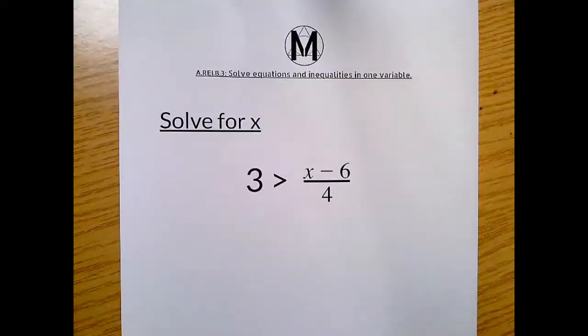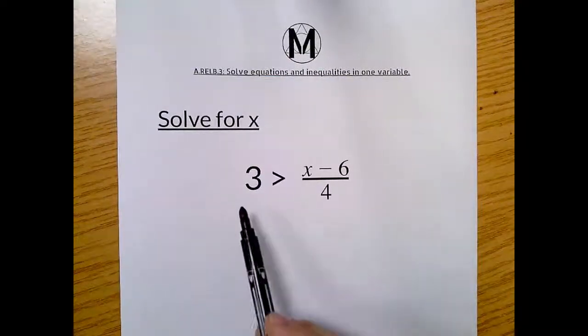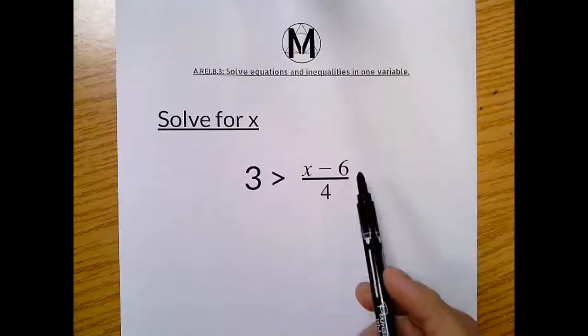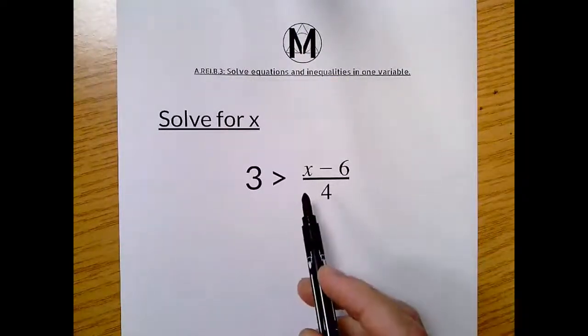All right, let's do some Mathity-Math. It says here, solve for x, okay? And what we have here, it says 3 is greater than x minus 6 divided by 4. Okay, well, we want to get x all by itself.